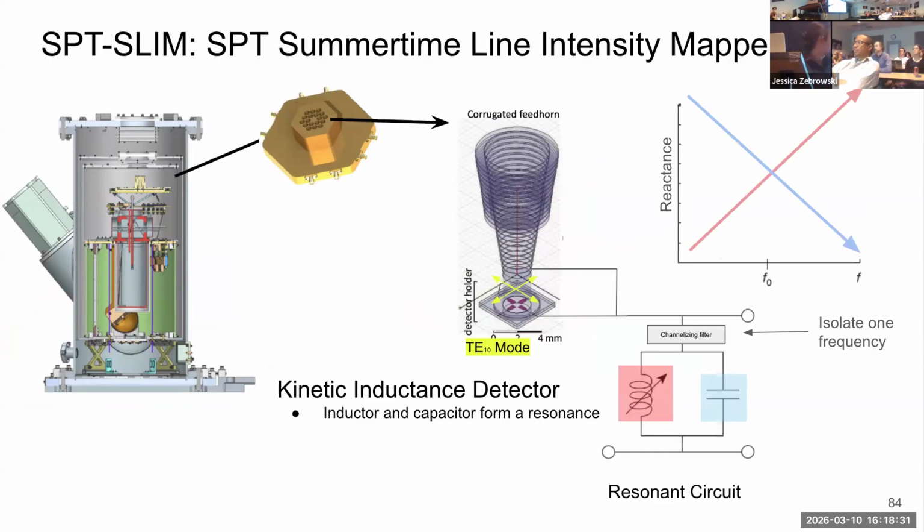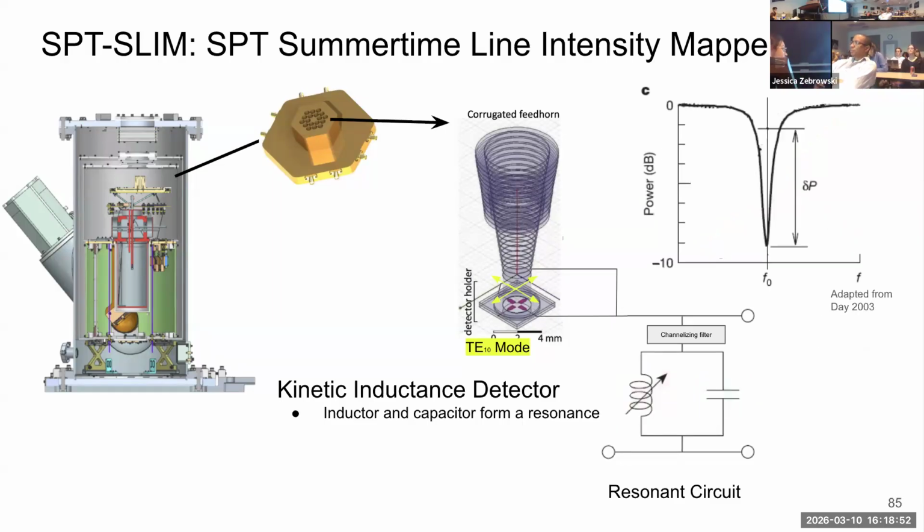So light goes down, the power goes down the feed line, and isolates one frequency, because remember we need these many frequencies for the line intensity mapping experiment. And it's an inductor and a capacitor forming a resonance. And if you remember from your Physics 101 class, the reactance of an inductor and a capacitor are in opposite directions as a function of frequency. So what you get is a resonant peak.